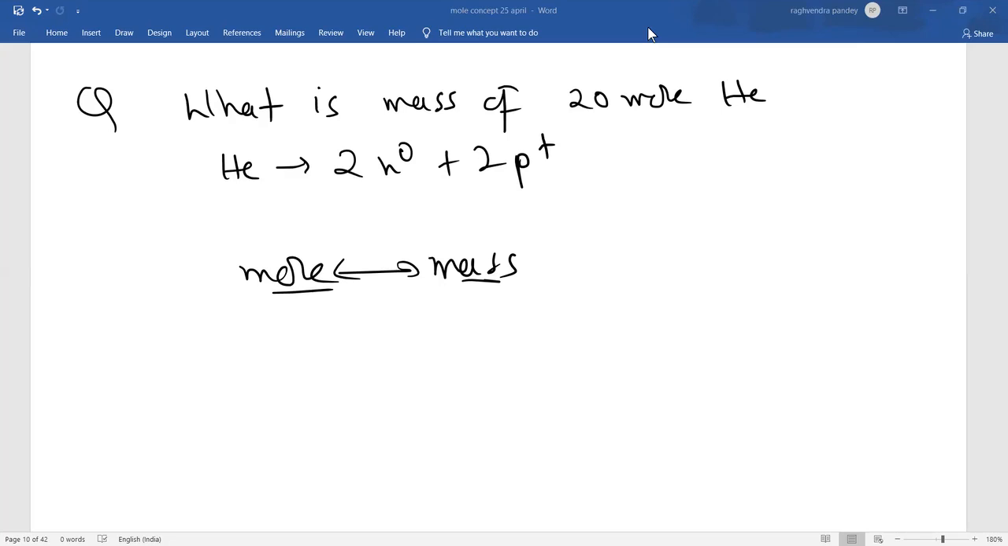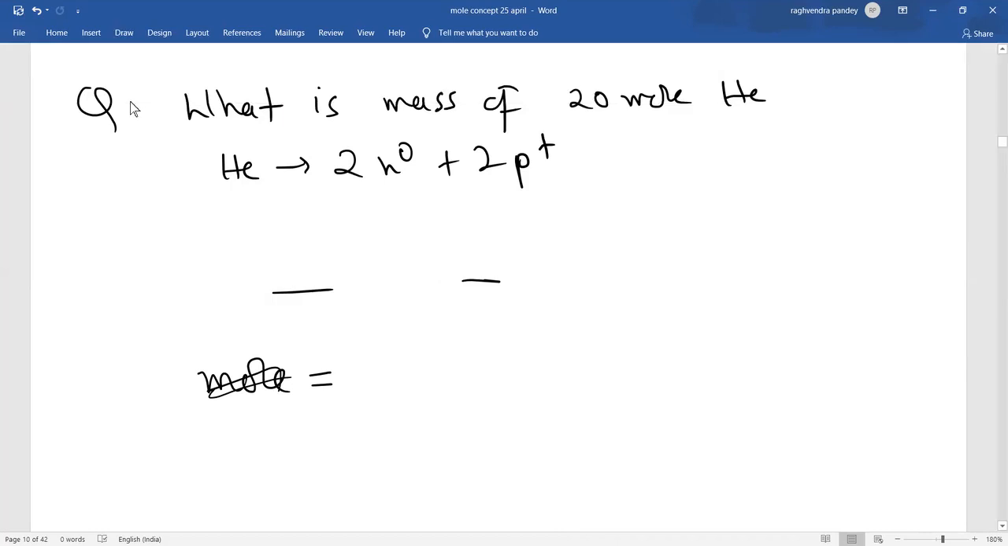Okay, no problem. Now, mole is equal to your... okay, this you understood. I didn't want to write it again and again. So you just understood now. Let's move further, because time is very less.